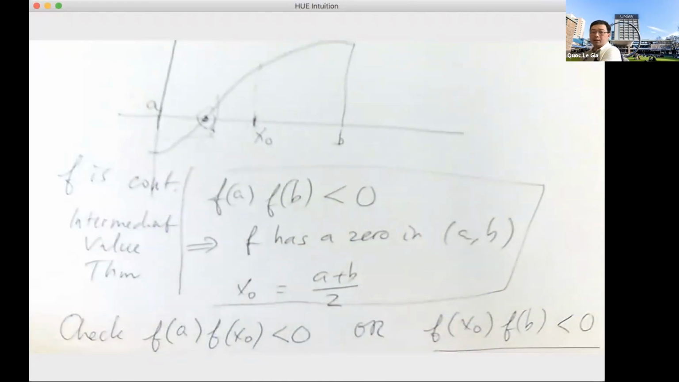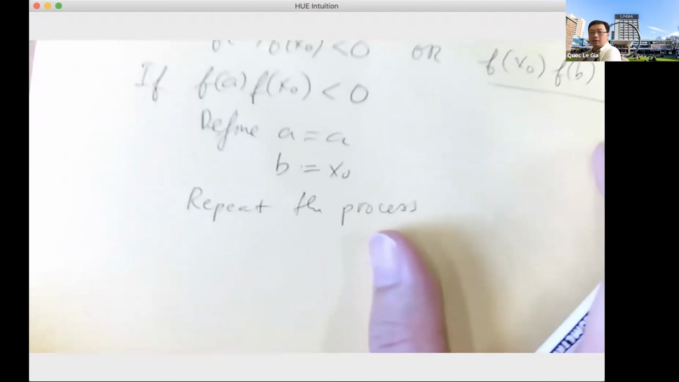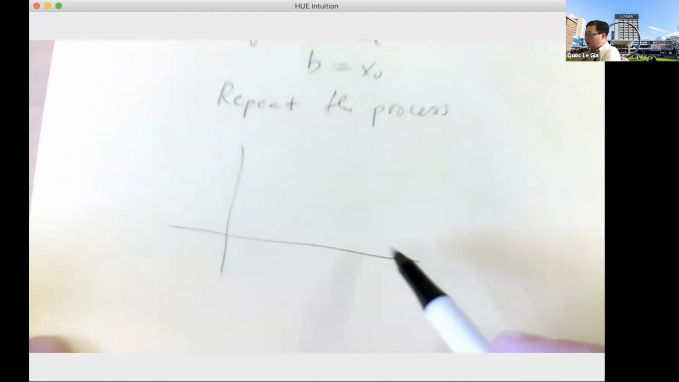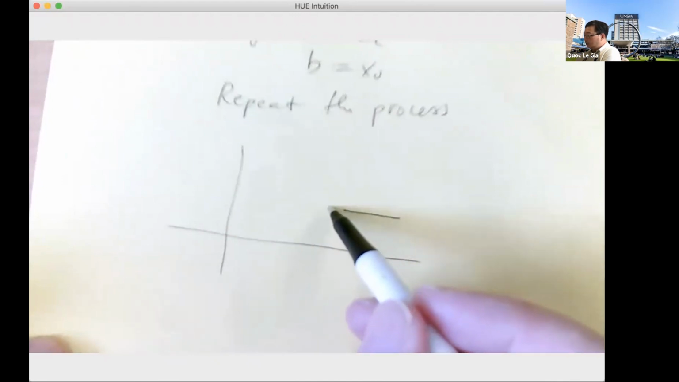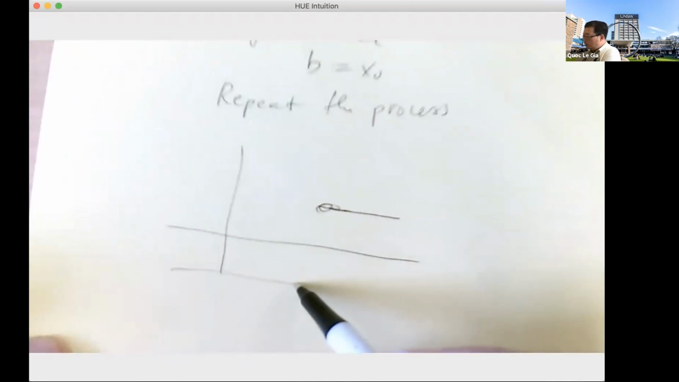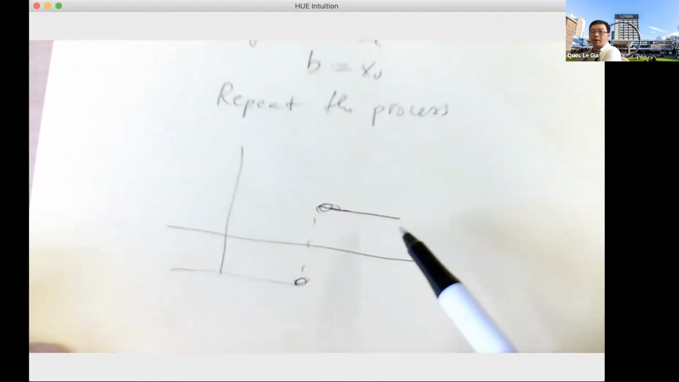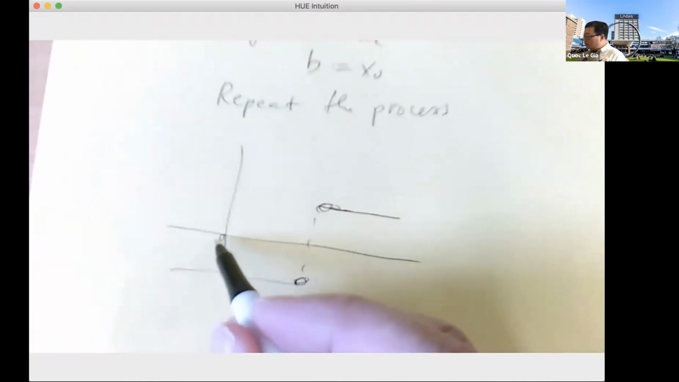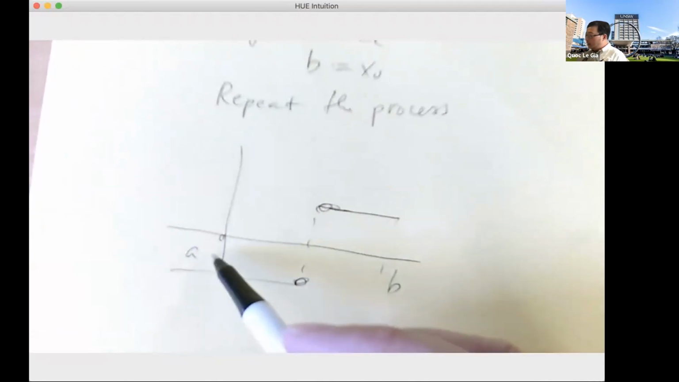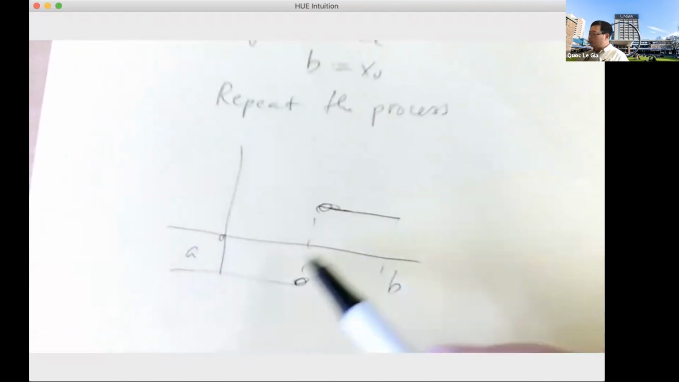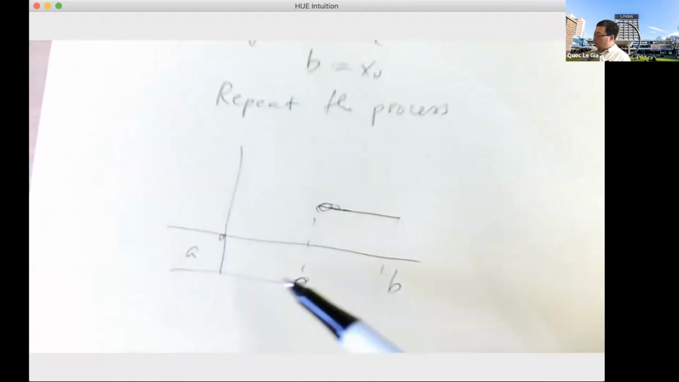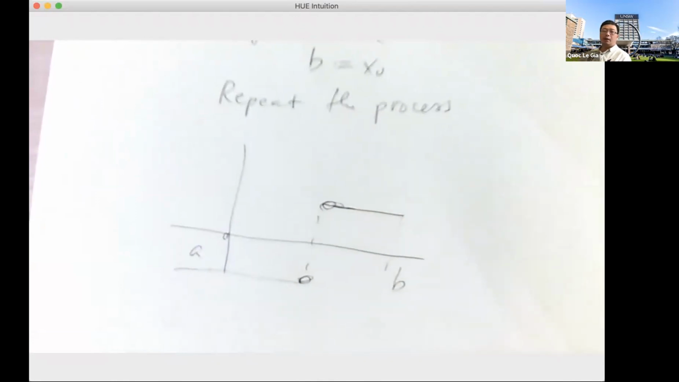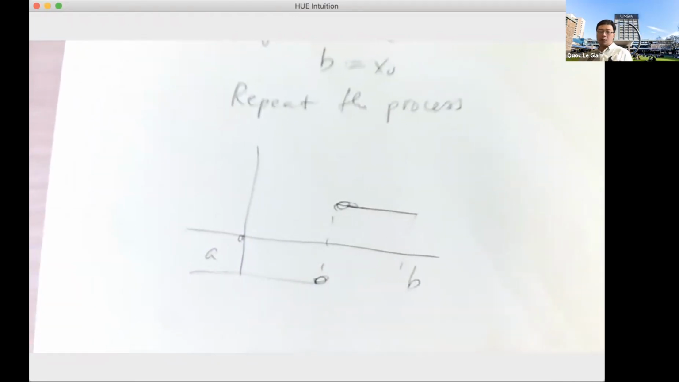Because you can draw pictures. Suppose I have f like this. You know, there's a big jump here. And so you see, if you take A to be here, B to be here, then f(A) and f(B) have opposite signs, but there are no zeros in between because f is not continuous. So for this method, you have to make sure that the function is continuous. Otherwise, it's not going to work. That is the key thing.